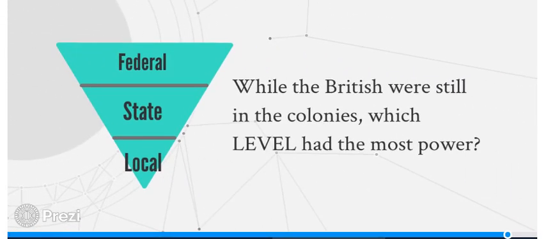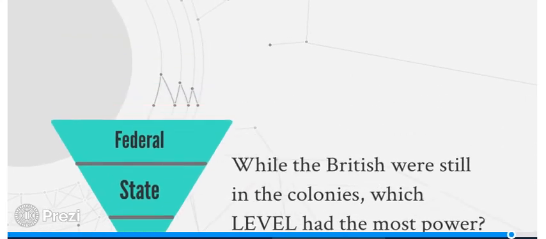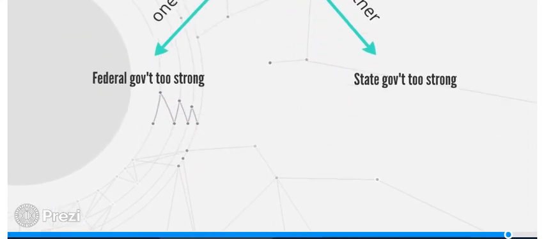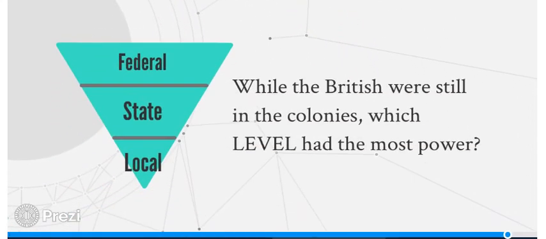Okay, so let's think about this. You do not have to write this. Just listen and assess. While the British were still in the colonies, well, remember, Great Britain, the king. While the king is still in the colonies, which level of government, not which branch, which level of government has the most power? Federal, state, or local? And I hope you have some type of answer sorted out in your head, because there is a question coming up.